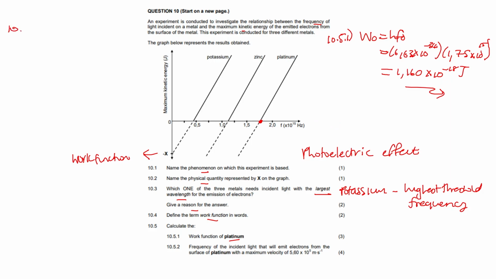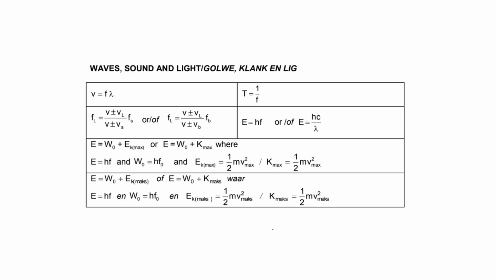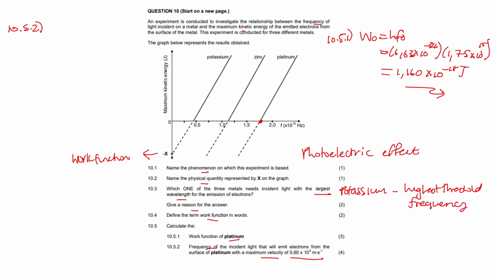Then on the other side, I'm going to do 10.5.2. They want you to calculate the frequency of the incident light that will emit electrons from the surface of platinum with a maximum velocity of 5,60 times 10 to the power 5 meters per second. So which formula are we going to use? We are going to use this formula right here. All right. So we're going to write down our formula, because you do get a mark for the formula.